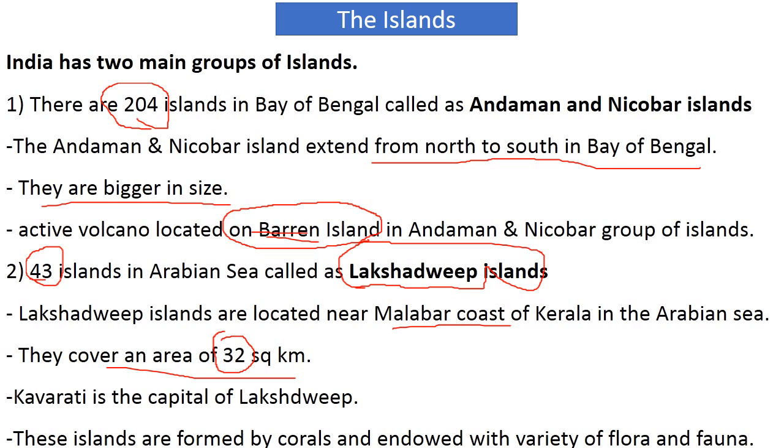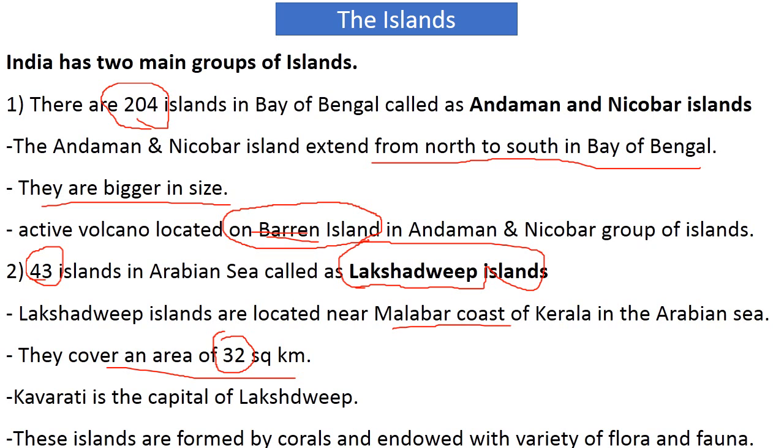Corals are small insects, and after their death they are deposited upon each other, and due to that these fertile islands have been formed. They are very fertile islands, so the population density on these islands is recorded as high. These are the characteristics, and there are only 43 islands in Lakshadweep.